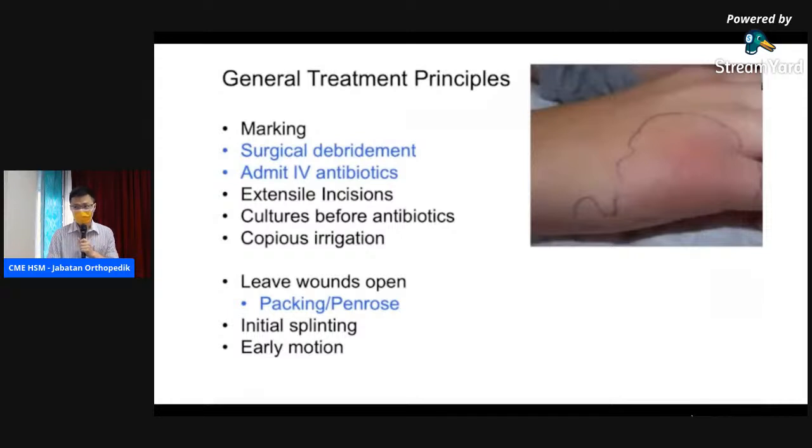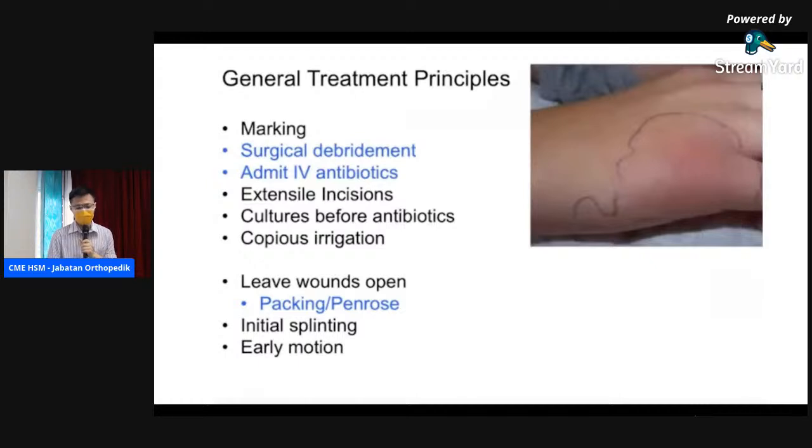And don't be stingy with the incision, for surgeons, because adequate exposure and adequate drainage of the infection is very important for the healing. And the hand heals very fast if the infective material is cleared properly. Always culture before antibiotics, and copious irrigation.